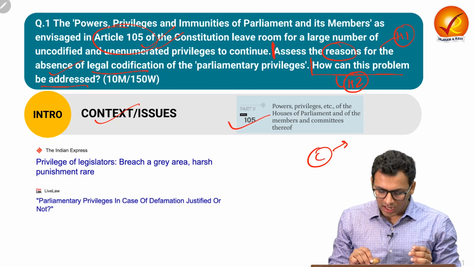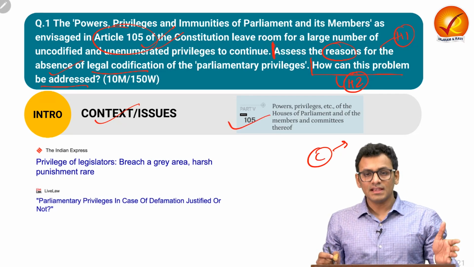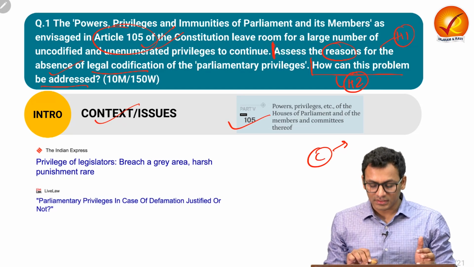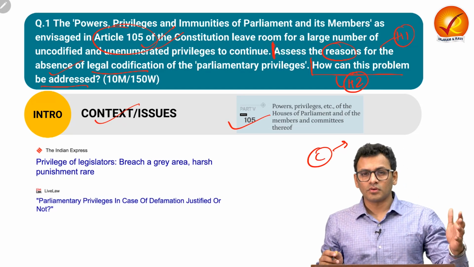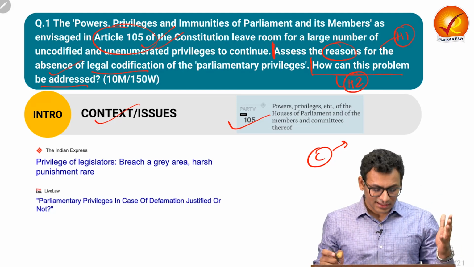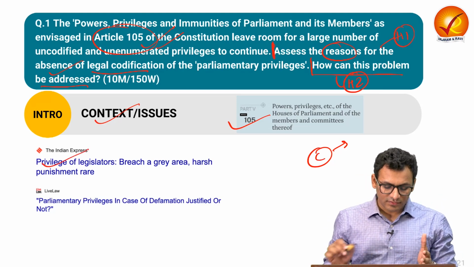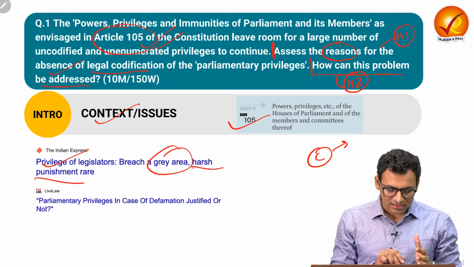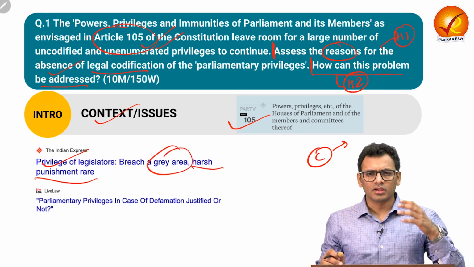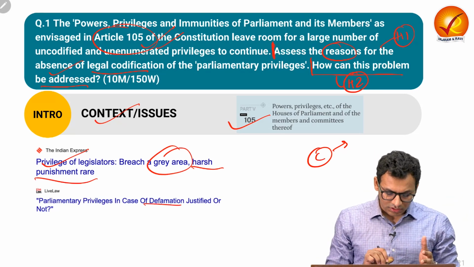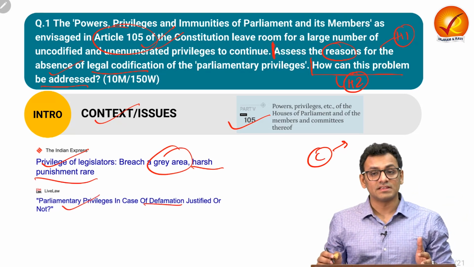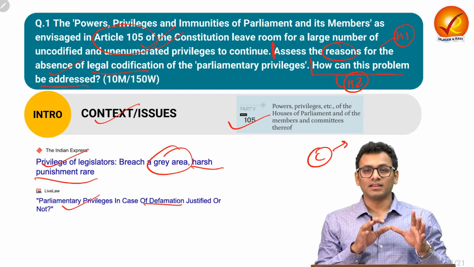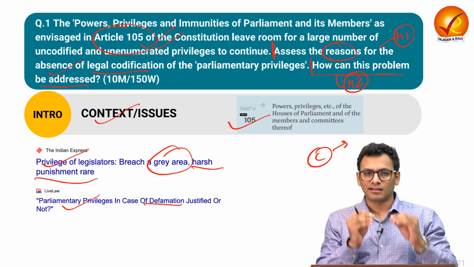You can talk about how Article 105 is related to the power and privileges of the Houses of Parliament and of members and committees thereof. Over here, you can also talk about certain recent contexts where we have seen that privileges of legislature lie in a grey area, and harsh punishment is rare. We can also talk about news related to defamation, whether parliamentary privileges in case of defamation are justified or not. These are the current affairs that you can integrate in the introduction to set the context.